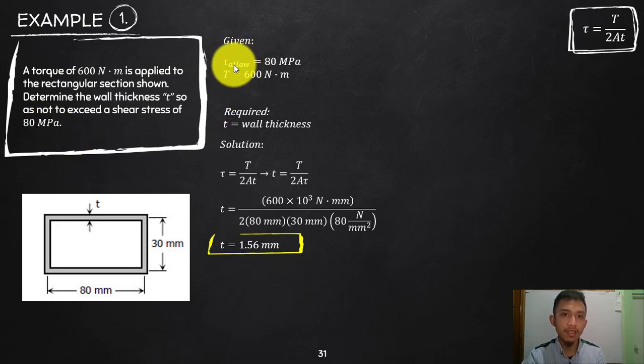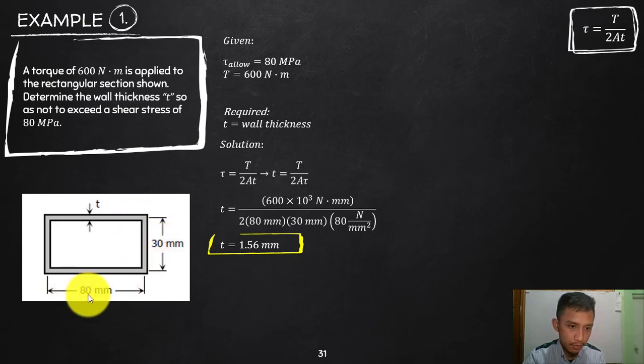So that is our allowable shear strength, 80 megapascal, and the one being handled, the torque, is 600 Newton meter. So we are finding the wall thickness. Look at the dimension. This is important. The dimensioning here is by the center line. The center of that is where the dimension is derived, not on the outside, not on the inside.